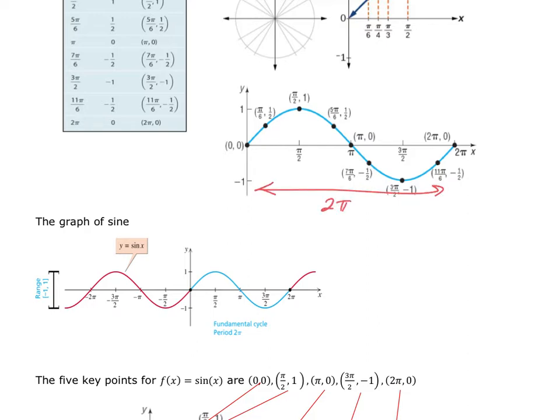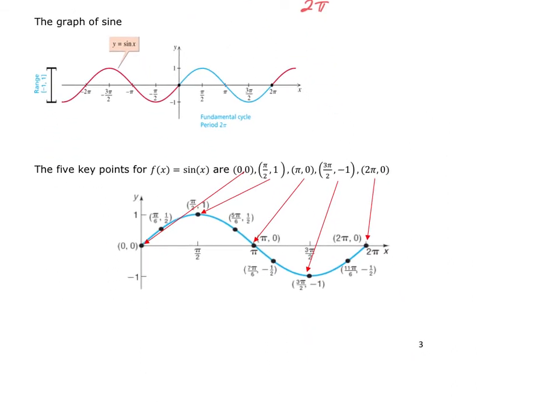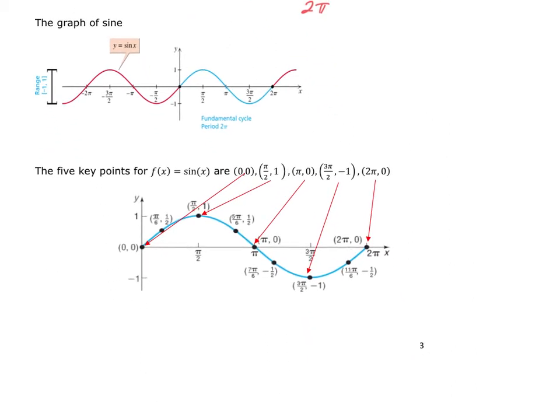Now, because this goes on forever unless I restrict my domain, this is the sine wave, where this blue part is the fundamental cycle, which has a length of the period of 2 pi. For sine, we have 5 key points. We choose key points that are easy to graph, so we choose 0, 0. We choose pi over 2, 1. We choose pi, 0, 3 pi over 2, negative 1, and of course 2 pi, 0.